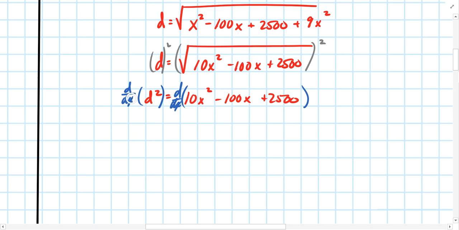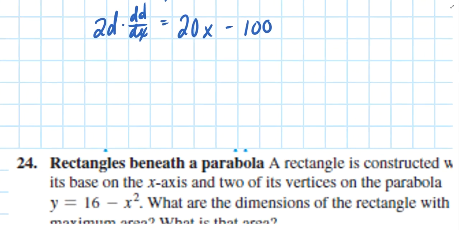Unfortunately, the derivative with respect to x has a differing variable than d here, so we'll have to use implicit differentiation, but that's not too bad. Our derivative is now 2d times dd dx, and that's equal to 20x minus 100. Calculating this derivative is much easier now that we don't have to use the chain rule. And the real benefit is here.